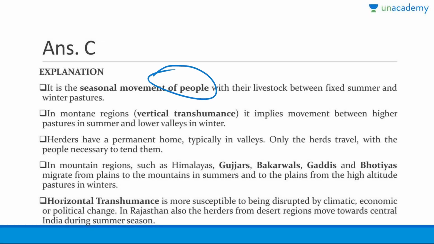It is a seasonal movement of people with their livestock between fixed summer and winter pastures, and in mountain regions, that is vertical transhumance. It implies movement between higher pastures in summer and lower valleys in winter. And only the herds travel with the people necessary to tend them. The communities include Gujjars, Bakarwals, Gaddis, Bhotiyas. So you can read more about it here.